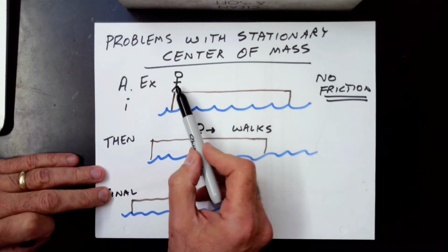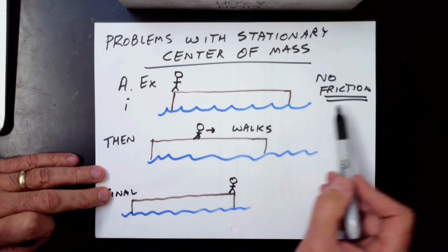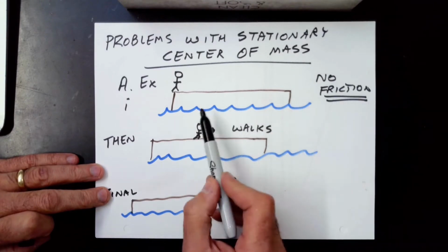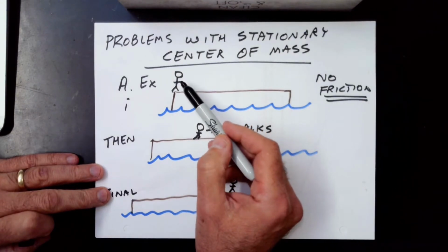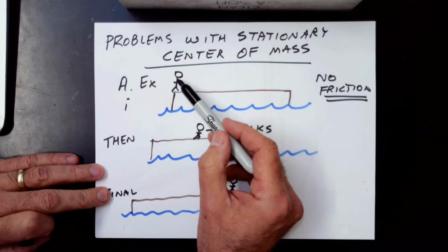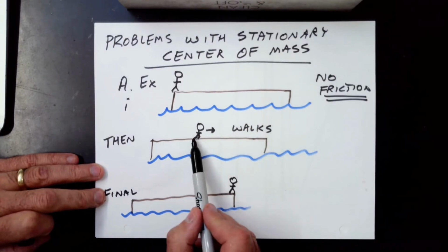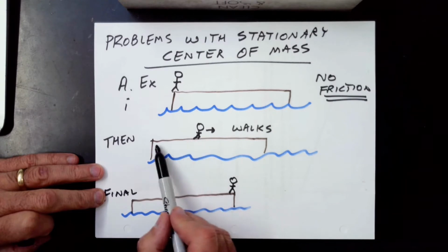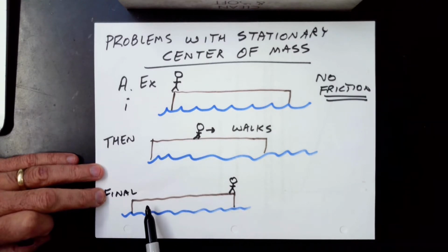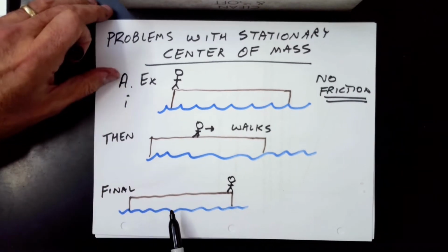Okay, so this is the situation. Very large raft and a person. The raft is in water, and we pretend there's no friction, no resistance, and the system has no outside forces on it. The system consists of the person and the raft. The person walks to the right. In order to walk, they're pushing on the raft to the left, so the raft moves to the left as the person walks.